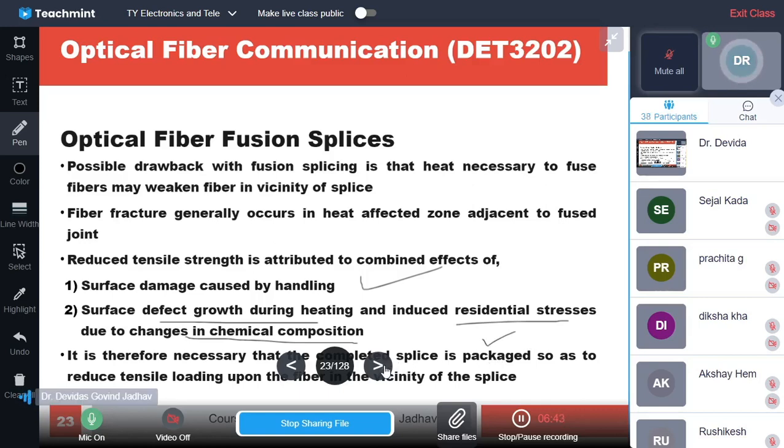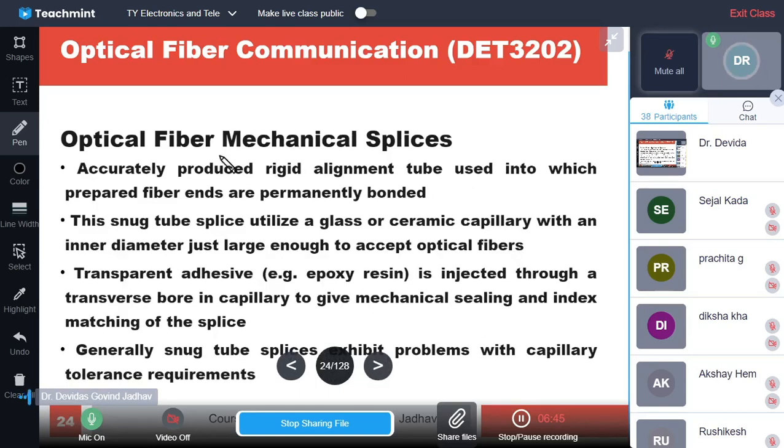So mechanical splicing, if you see, the end fibers are permanently bonded with some rigid alignment tube. The snug tube may be used, and epoxy resin may be placed to have the index matching as well as protecting from the environmental factors like dust and moisture, and at the same time it is used as a bonding.